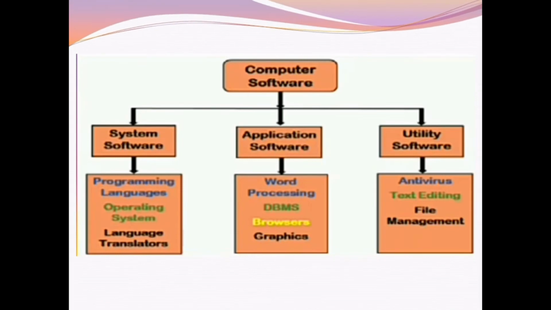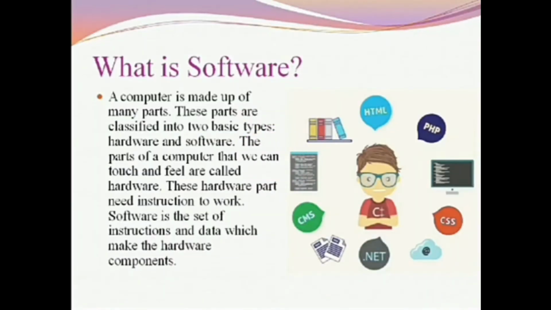Computer software: system software, application software and utility software. These are the types of computer software. So first of all, we should know what is software. Let's come here and learn about what is software.